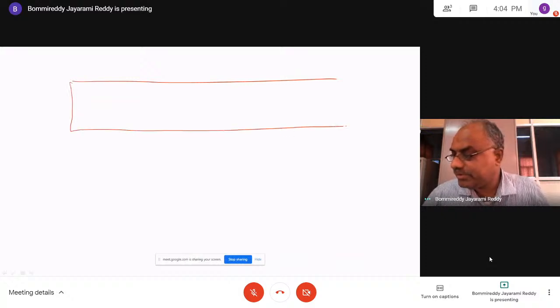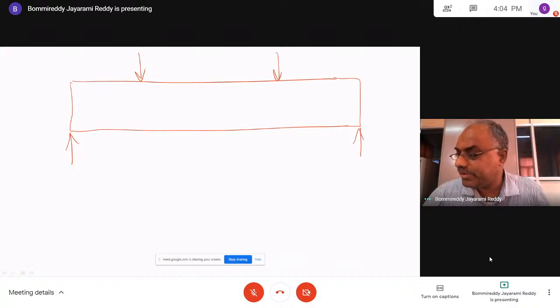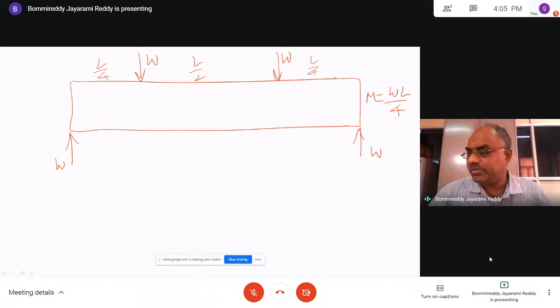Sometimes the concentrated loads are acting at L by 4. For example, this is L by 4 distance, L by 2 distance. The two concentrated loads are W, so the reactions are W. What is the maximum bending moment? Maximum bending moment will be equal to W into L by 4. You should calculate this because it's a very primary thing.